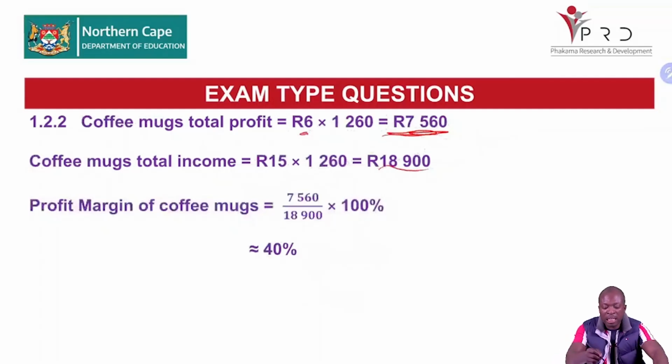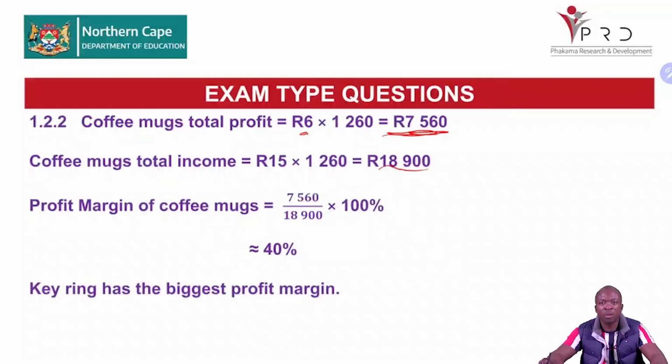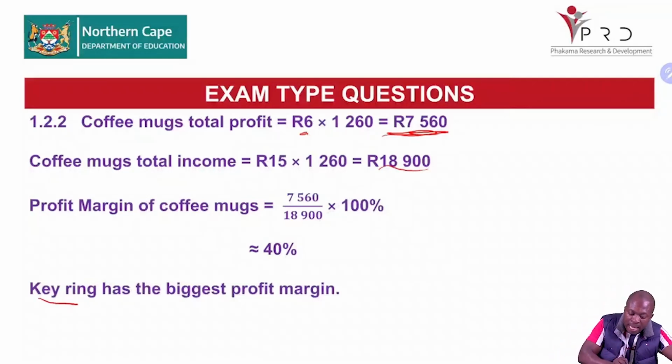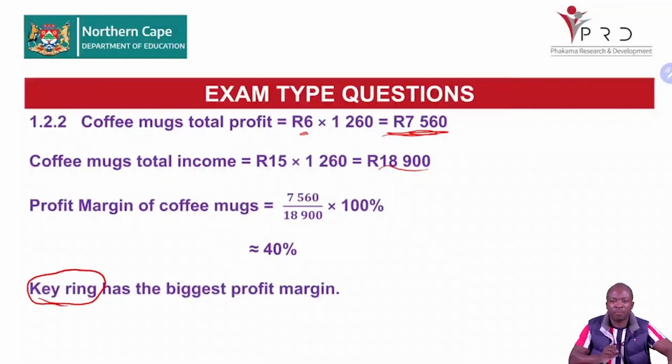Good. So you take that 7,560, we divide it by 18,900, multiply by 100. That will give you 40%. So in that case, which one gave a better profit margin? We have the key ring.